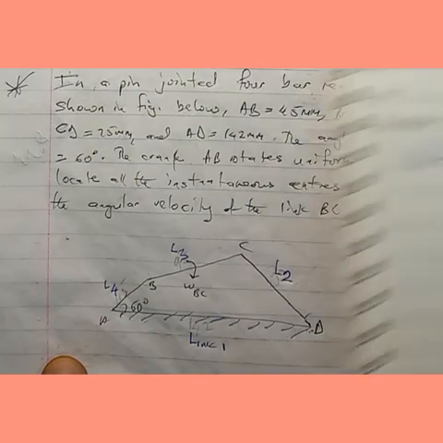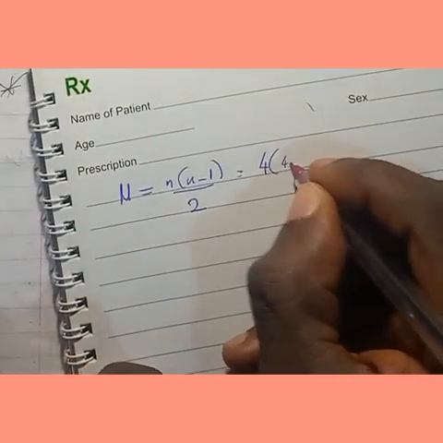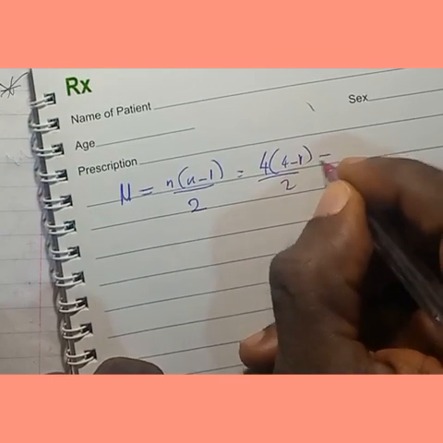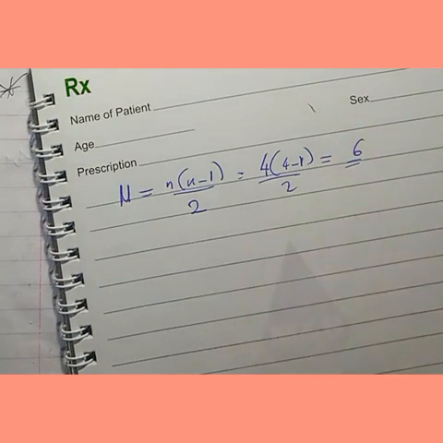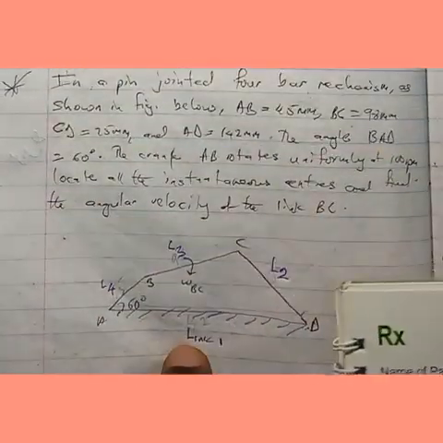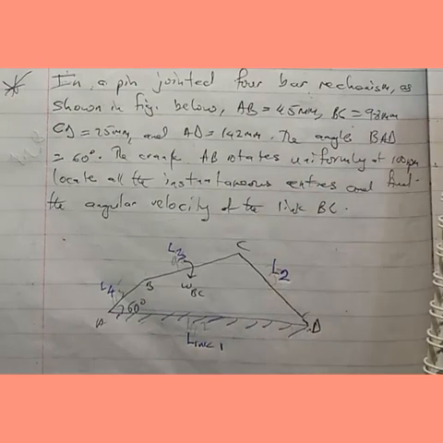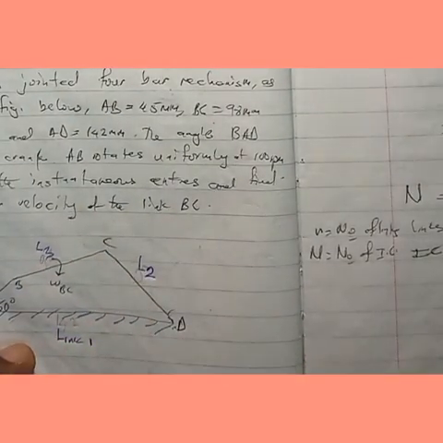So that means the number of instantaneous centers is going to be 4 into 4 minus 1 over 2. So that makes it 6. So we have 6 instantaneous centers for this 4-bar mechanism. So you now draw this configuration diagram using a convenient scale.